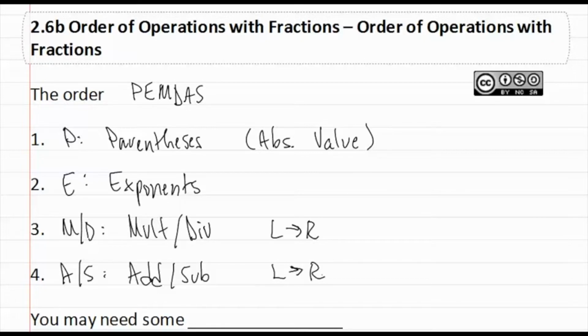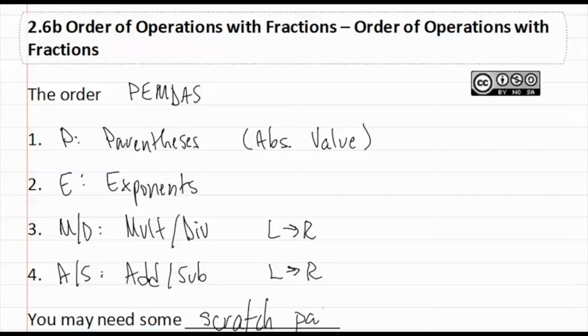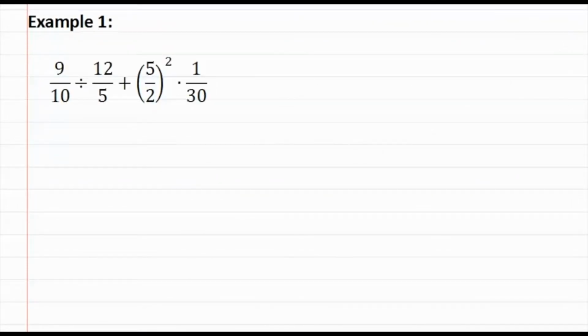When doing order of operations with fractions, you're probably going to need some scratch paper. Let's look at example 1. Here's example 1. Let's start with P for parentheses. There are parentheses, but remember, it's only for what is inside of the parentheses, which there's nothing to do, so this step is skipped. And we move on to exponents.